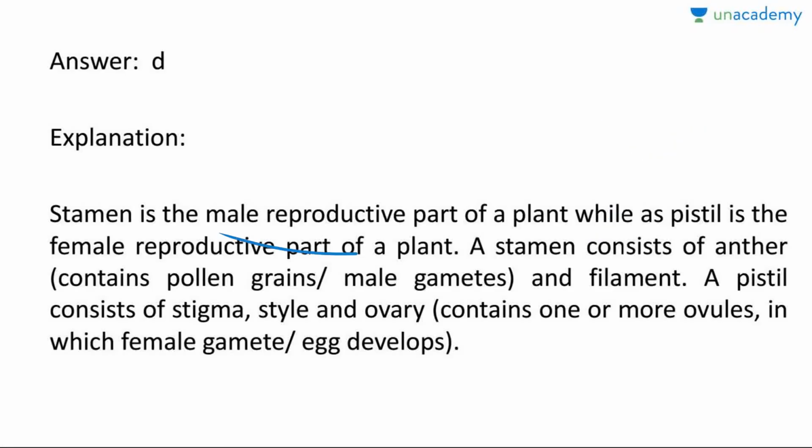So stamen is the male reproductive part of a plant while pistil is the female reproductive part of a plant. A stamen consists of anther, which contains pollen grains, the male gametes, and filament, and a pistil consists of stigma, style and ovary, that is, it contains one or more ovules in which the female gamete or egg develops.